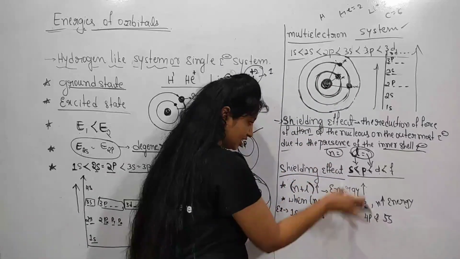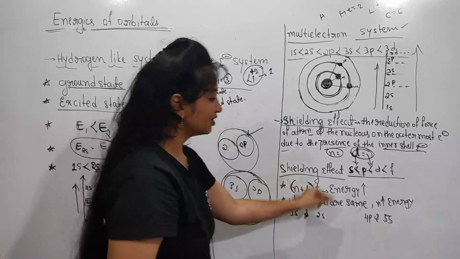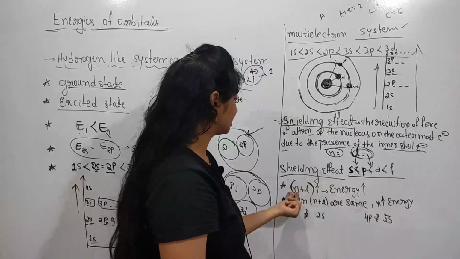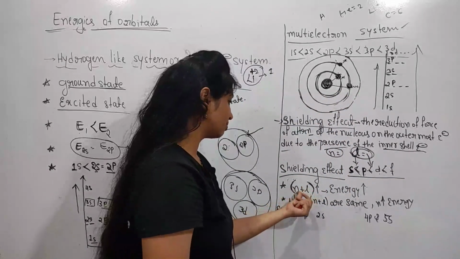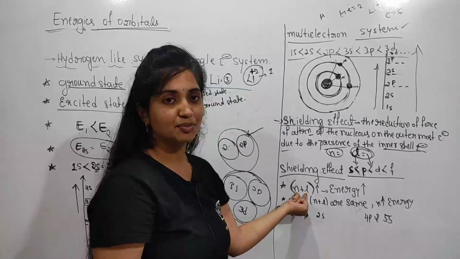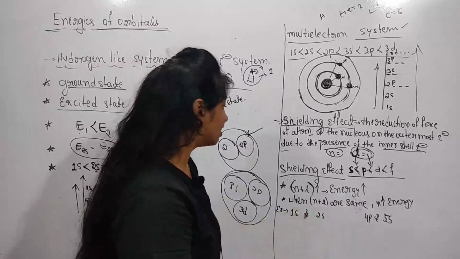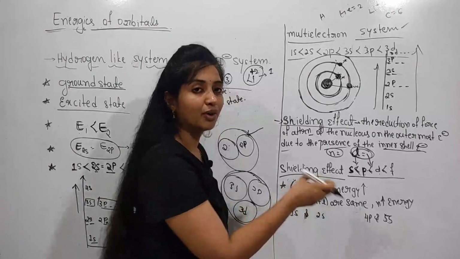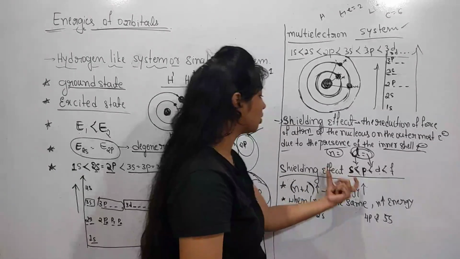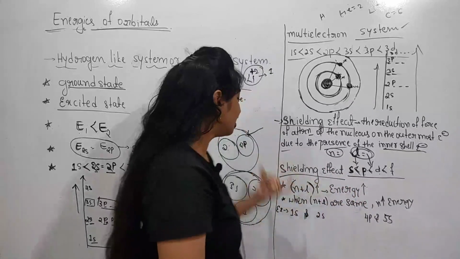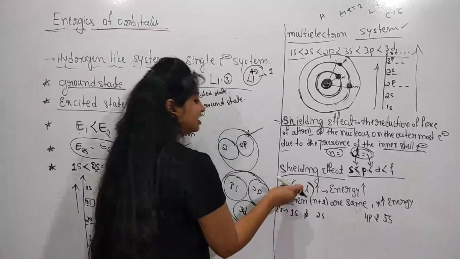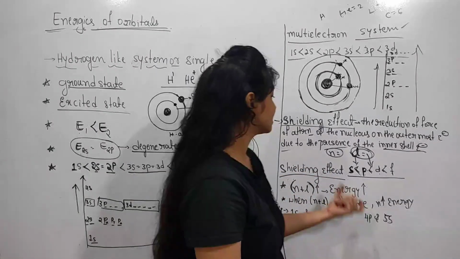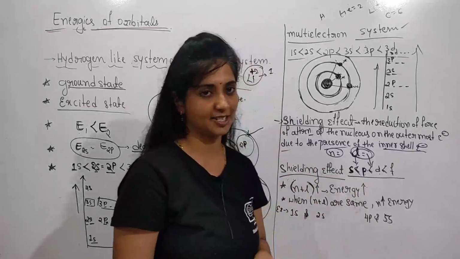I already told you the energy of this system does not only depend upon the principal quantum number, it depends upon the principal as well as the azimuthal quantum number. When the value of n plus l is lower, automatically its energy is lower. If the n plus l value is higher, automatically what happens? The energy of this system is higher.